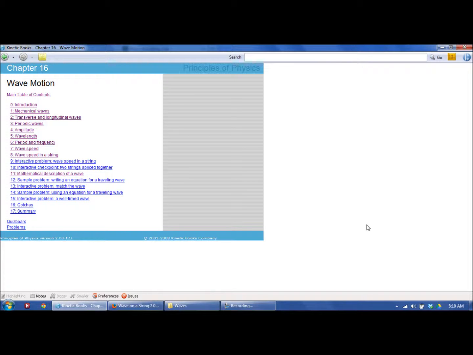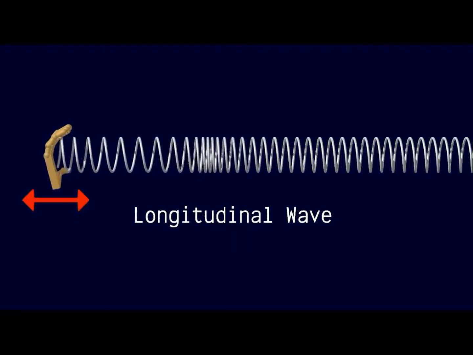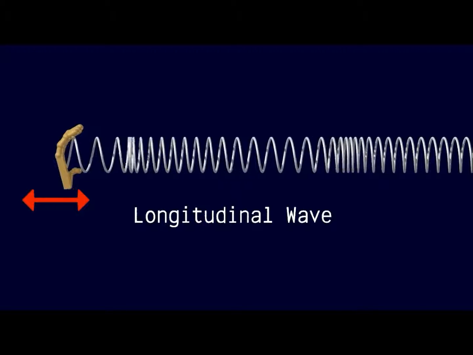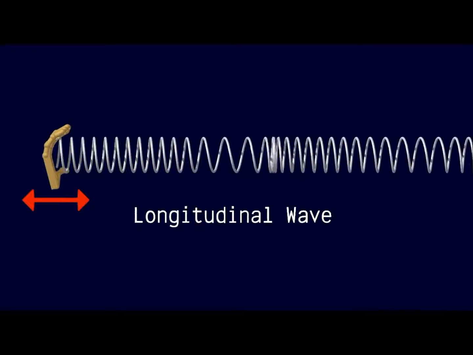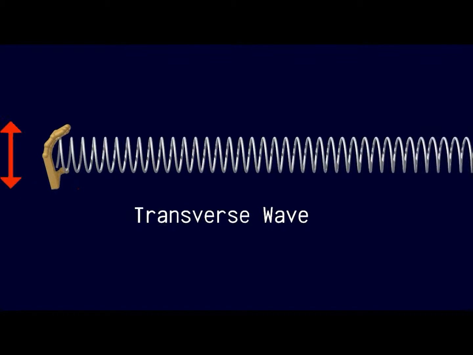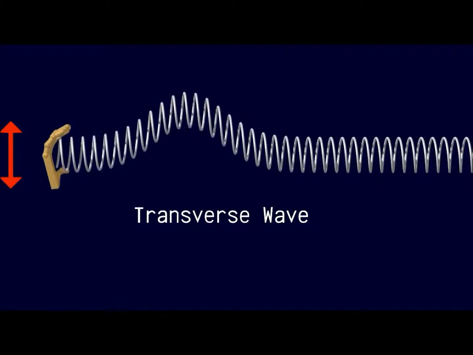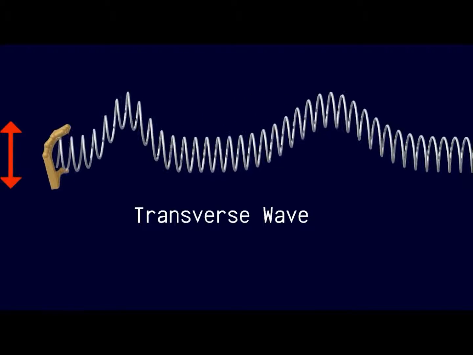Here's a real short segment describing longitudinal and transverse waves and the differences between them. In a longitudinal wave, the disturbance that makes up the wave is along the direction in which the wave travels. Longitudinal waves are also referred to as compression waves. In a transverse wave, the disturbance that makes up the wave is perpendicular to the direction in which the wave travels.